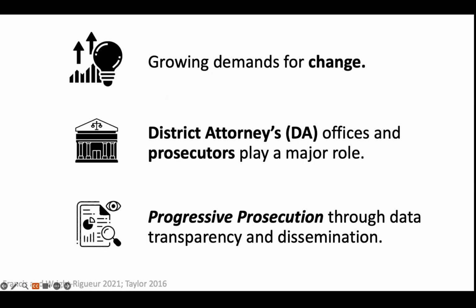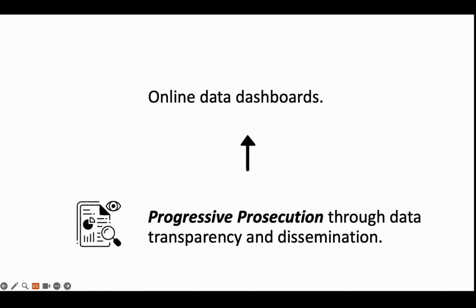And when it comes to data transparency and data dissemination, if you were to operationalize this in my world, I think of them as online data dashboards. This is a common practice that district attorneys have been using to disseminate and publish their work so that more people are aware of what is going on in the criminal legal system. So what do these online data dashboards look like?